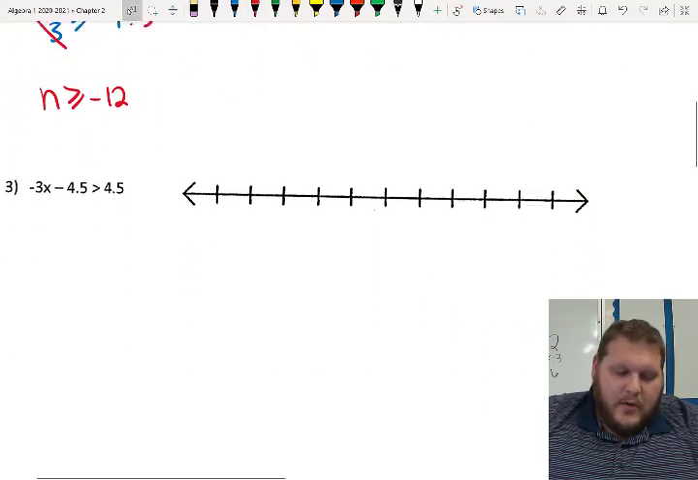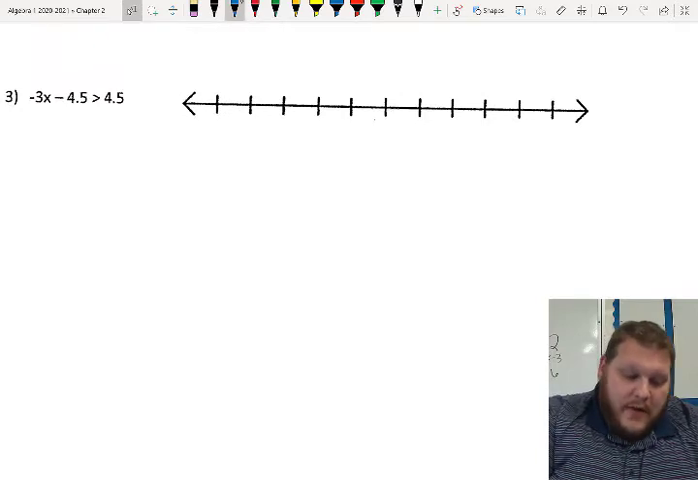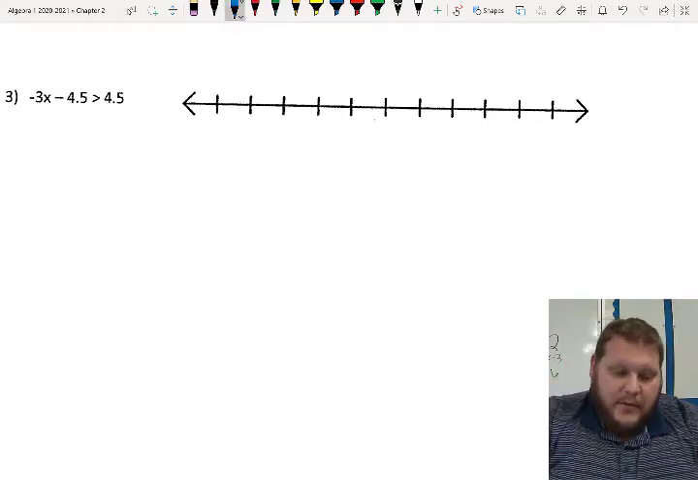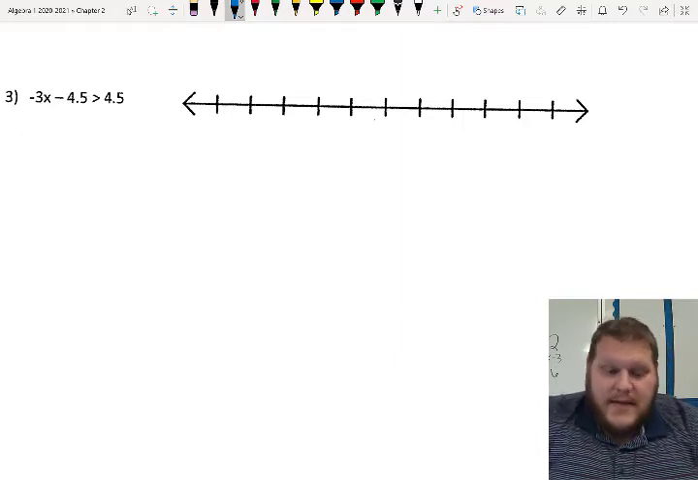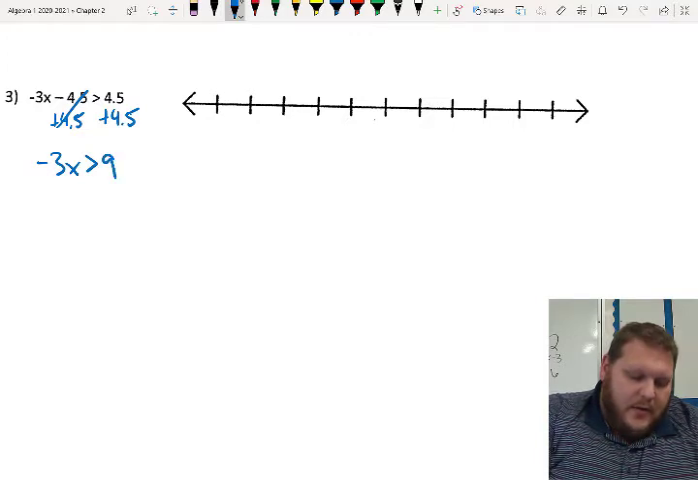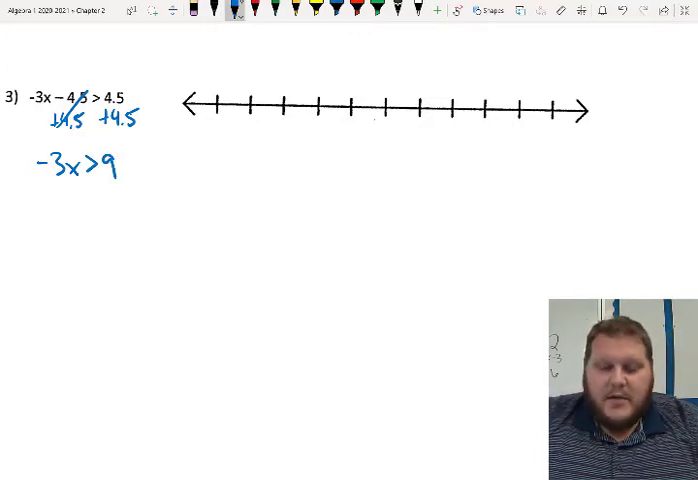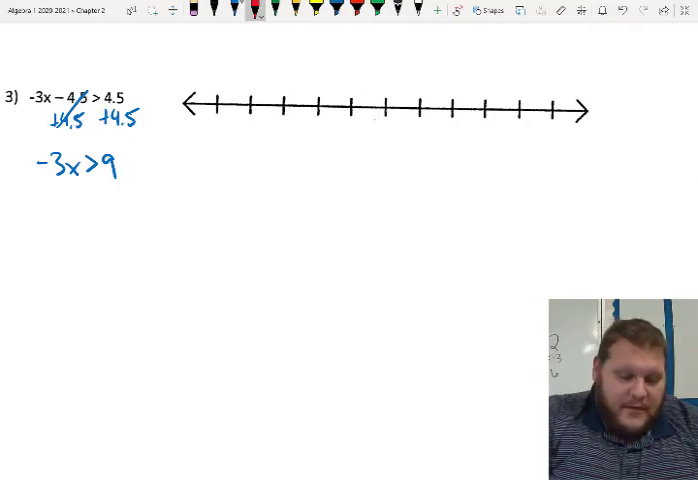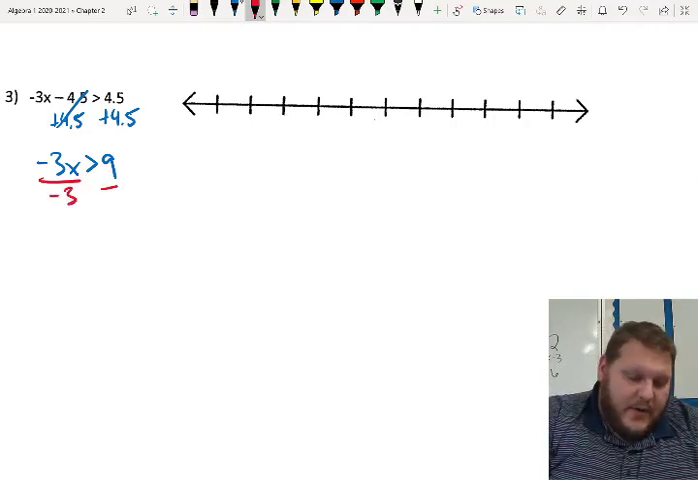Okay. Here with number 3, I've got a couple of different things. We've got decimals to work with. But my process is still the same. I'm still going to get my x by itself first, so I'm going to start by adding 4.5 on both sides to get my x term by itself. That gives me -3x is greater than 9. Here, to get my x value by itself, I'm going to go ahead and divide by -3.